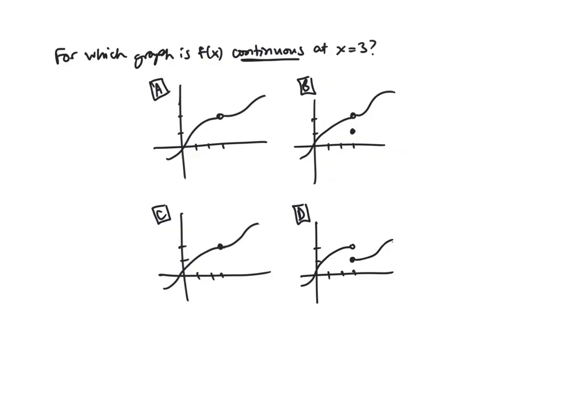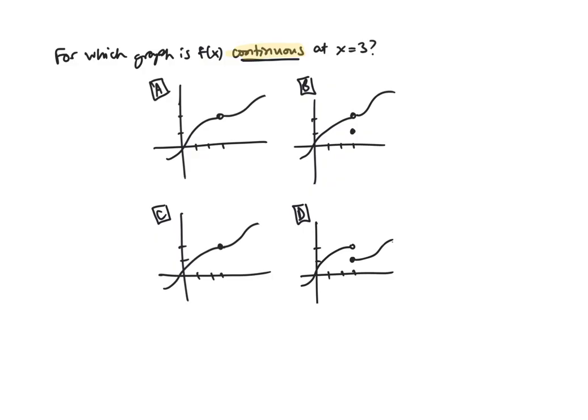Let's just think about what does it mean to you if I ask the question, for which graph is the function continuous at x equals 3? So just pause and think about that. No technicalities here. Which one would you say is continuous? Good. So hopefully you said C is the continuous one, the only continuous one of the four graphs that I have on the screen.